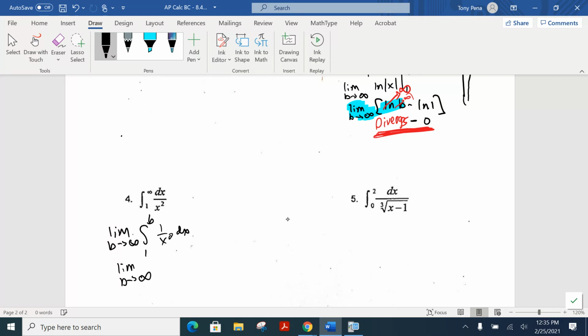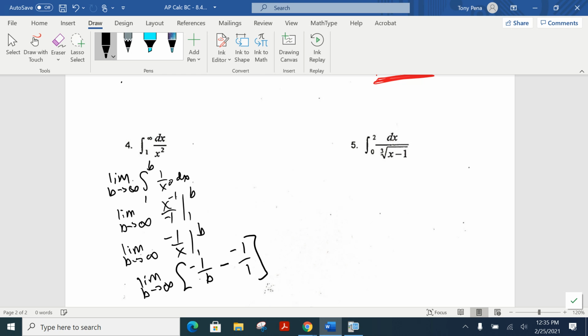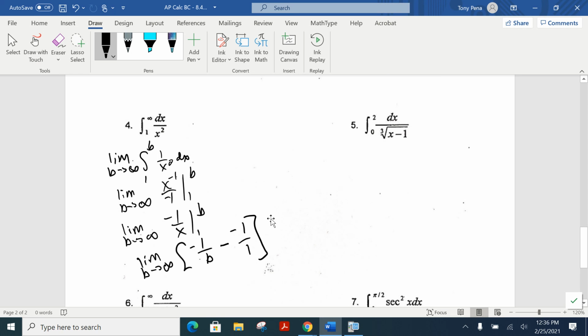This would be x to the -1 over -1 from 1 to b. So this is -1 over x from 1 to b. So we get -1 over b minus a -1 over 1. We know this is going to be a +1 at the back end. So what we now need to identify is what happens here.